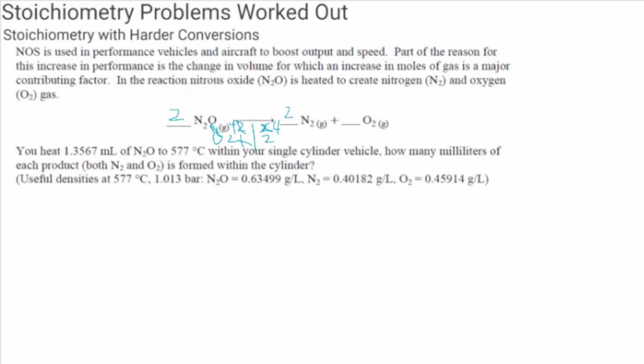It has some more conversions in it, but same thing holds true. We just need to find what the variable was that was given to us and figure out what we're trying to finally get to. So looking at this, we can see that our variable is this 1.3567 milliliters of N2O. So that's where we're going to start. And we're trying to get to how many milliliters of both N2 and O2. So in this case, I want us to go ahead and essentially break it up, and we're going to treat this like 2 separate problems because it ultimately is 2 separate problems.